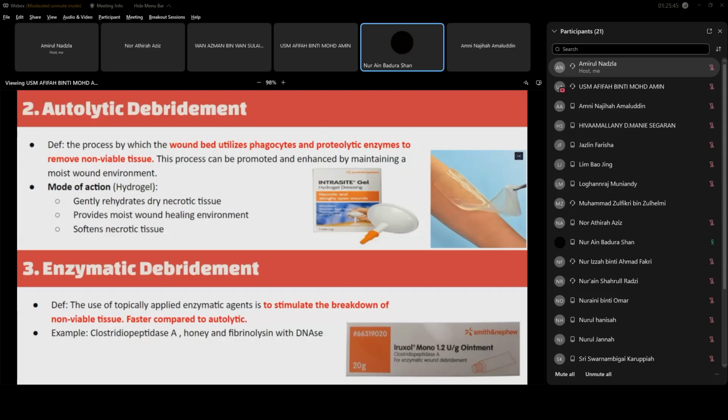The third is enzymatic debridement, which by definition is to stimulate the breakdown of the non-viable tissue. This enzymatic method is faster compared to autolytic because it is a body response. Examples that we can use to help with this enzymatic debridement include Clostridium peptidase A, as per the picture, and honey and other materials.